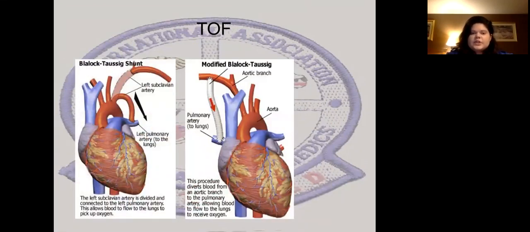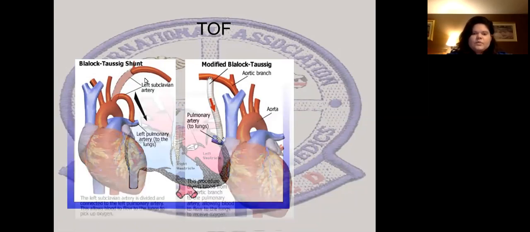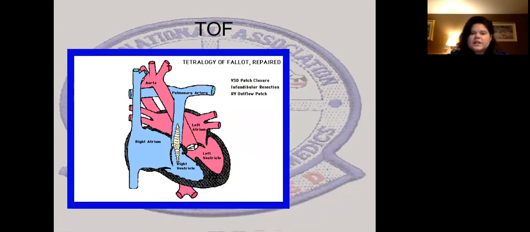So these are the two different shunts. You can have a modified shunt as on the right, or you can have the Blalock-Taussig shunt that's not modified. Okay, this is what it looks like repaired.